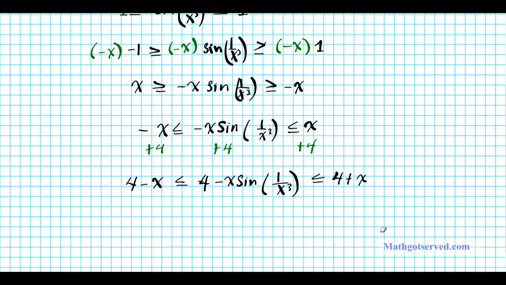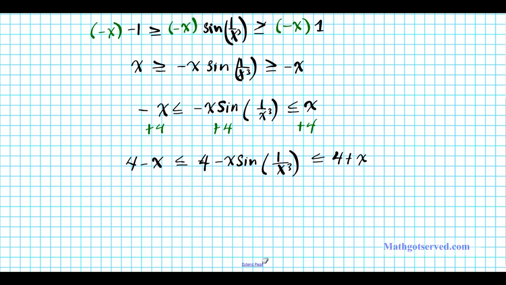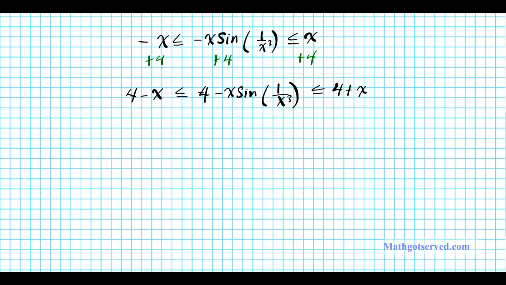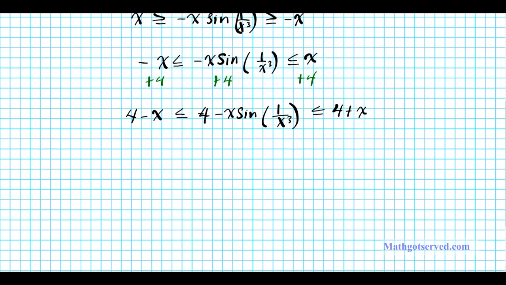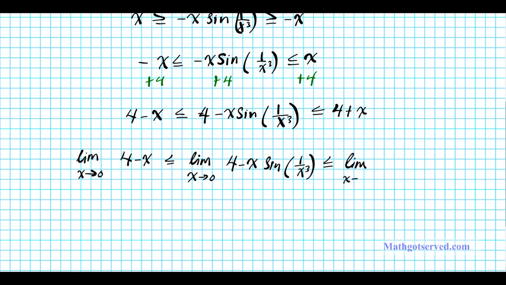Now what I'm going to do is take the limit as x approaches 0 of all three sides of this complex inequality. So we're going to take the limit as x approaches 0 of 4 minus x, less than or equal to the limit as x approaches 0 of 4 minus x sine 1 over x to the third, less than or equal to the limit as x approaches 0 of 4 plus x.